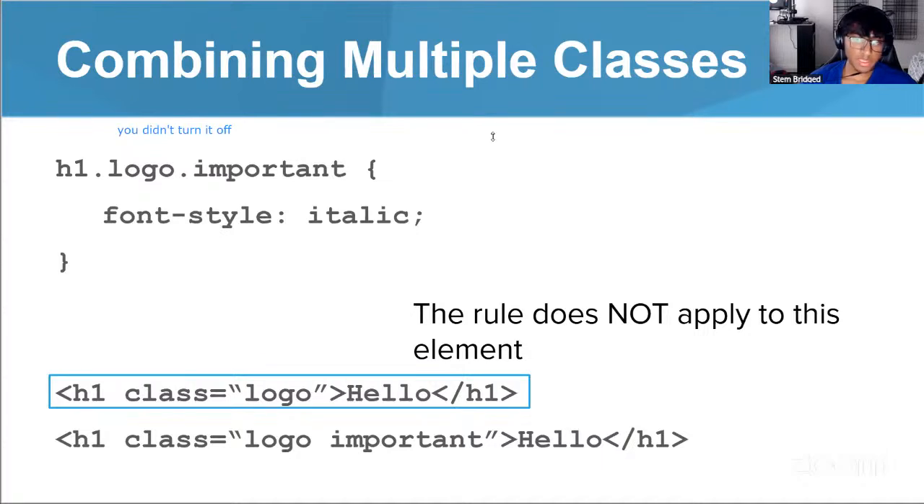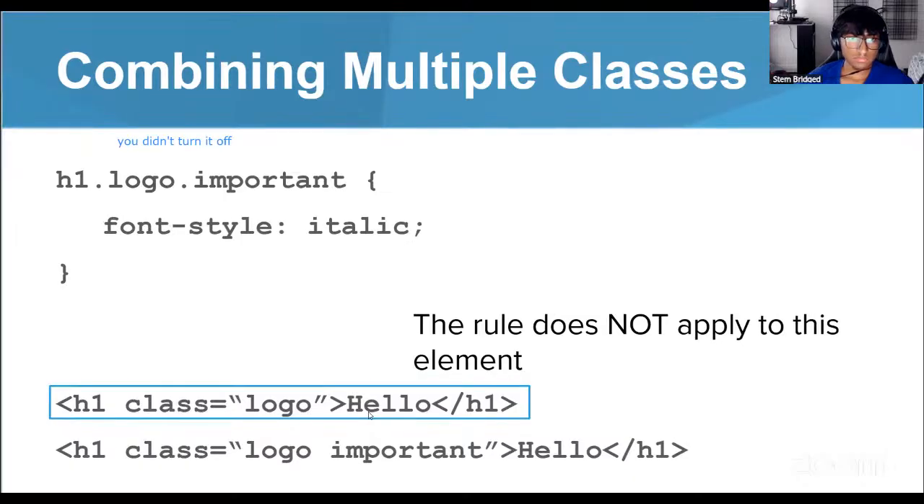So why is this not going to be italic? Why is hello not going to be italic? Someone tell me. Yeah, so it doesn't have the class important, right? This first one doesn't have the class important, right? It's empty. But the second one, let's take a look at the second one.